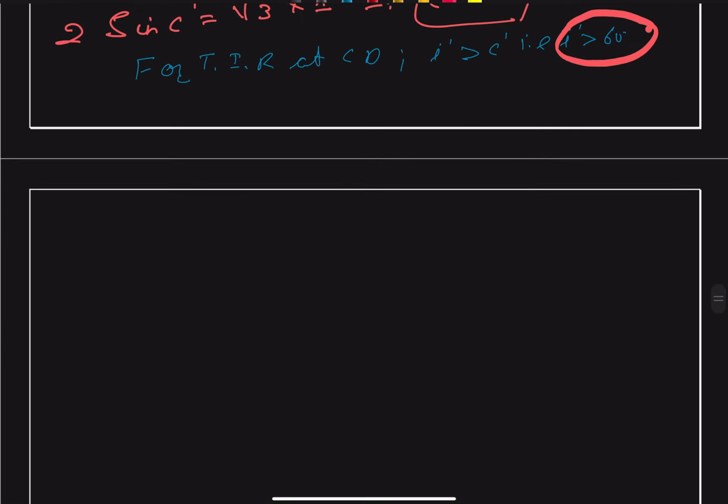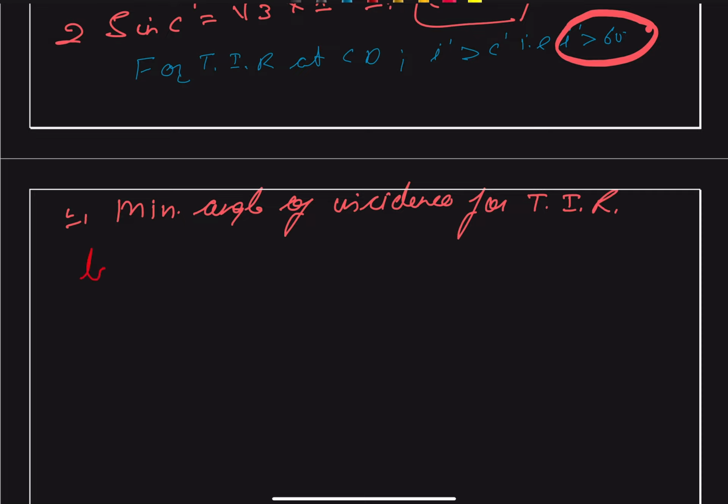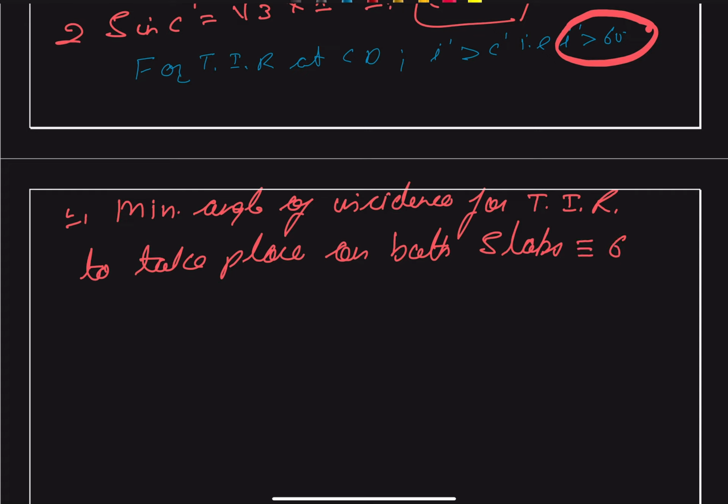So you can say that the minimum angle of incidence for total internal reflection to take place on both slabs is 60 degrees.